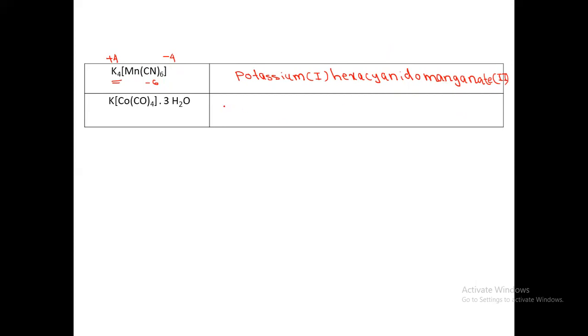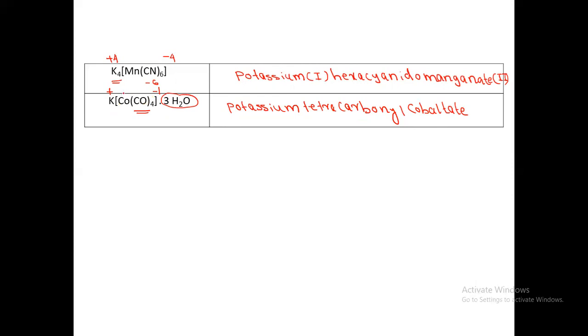Here again, the positive part is potassium. What is the ligand? Carbonyl, a neutral ligand. So 4 carbonyl, right? So tetracarbonyl. What is the metal? Cobalt. So cobaltate, ate, cobaltate. Now the charge. Outside is only 1K, so K plus. Balancing minus 1. So there is no charge given for cobalt.